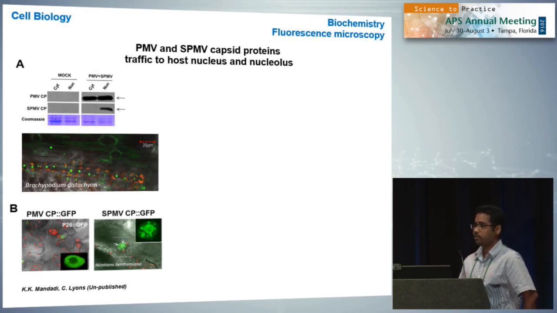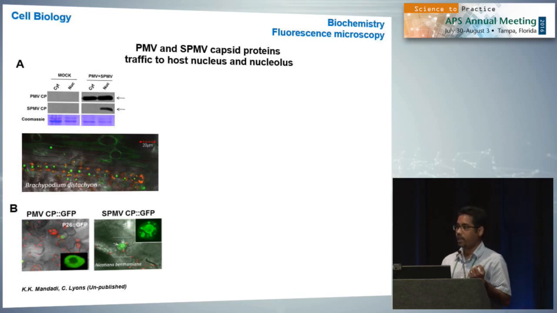We did localization of all the proteins, but I'm going to show you two proteins, which are the capsid proteins. And both of the capsid proteins of the PMV and SPMV appear to be localized in the nucleus. And thanks to Michael Goodin's vectors, we used his vectors to do this analysis.